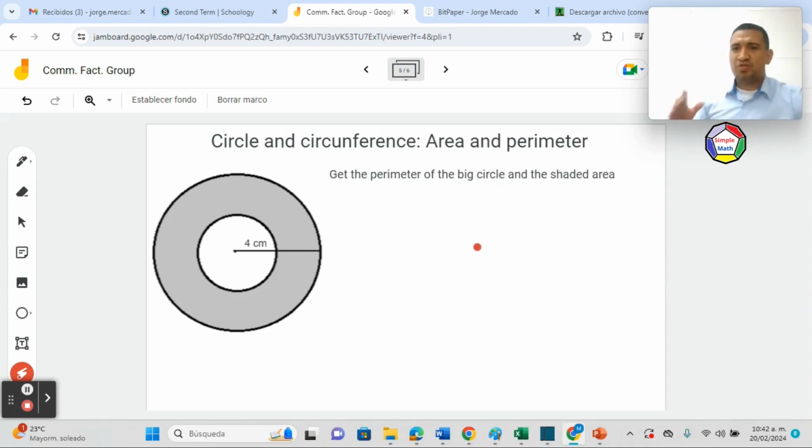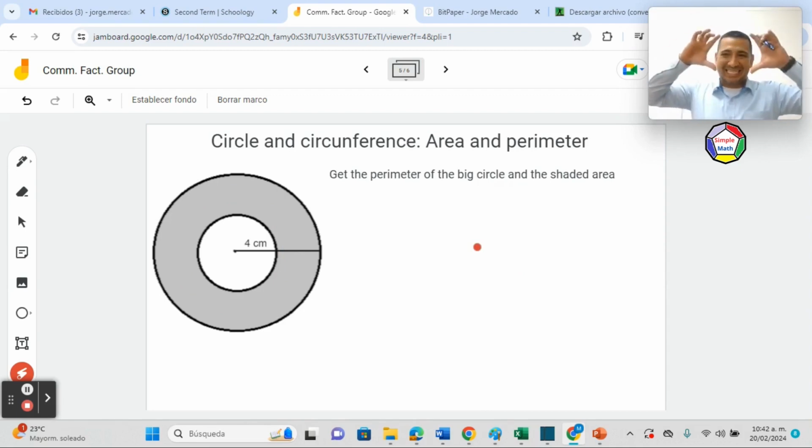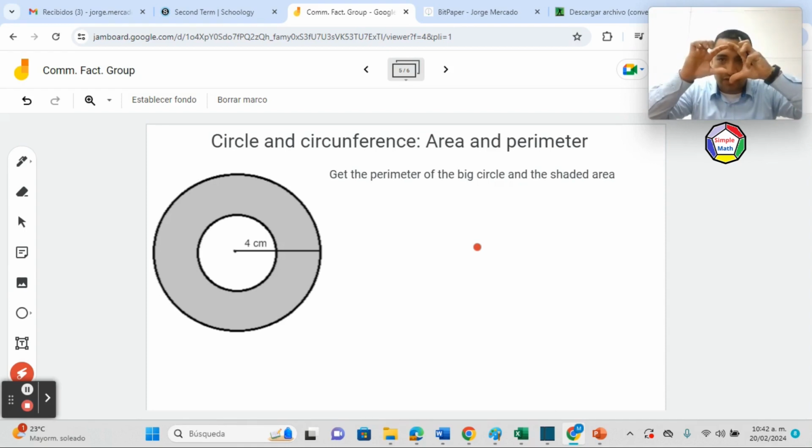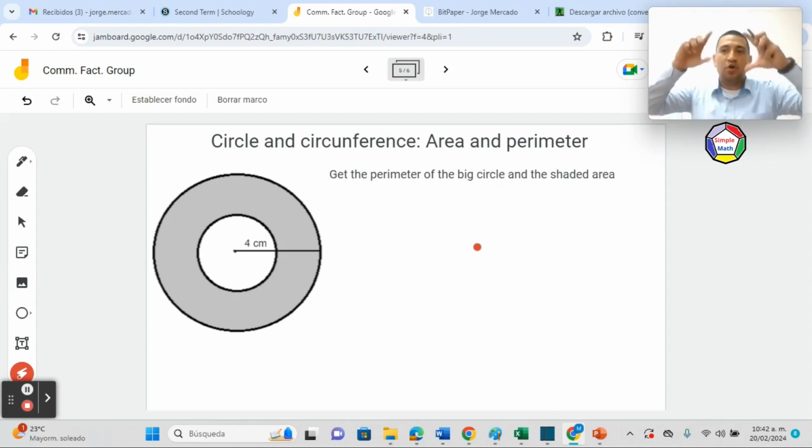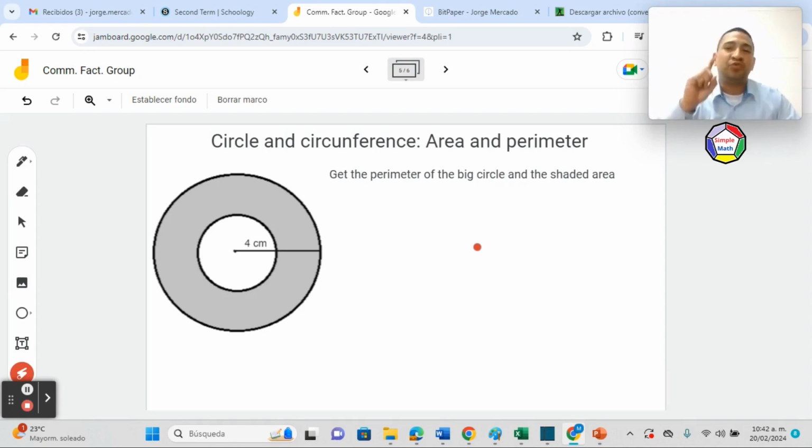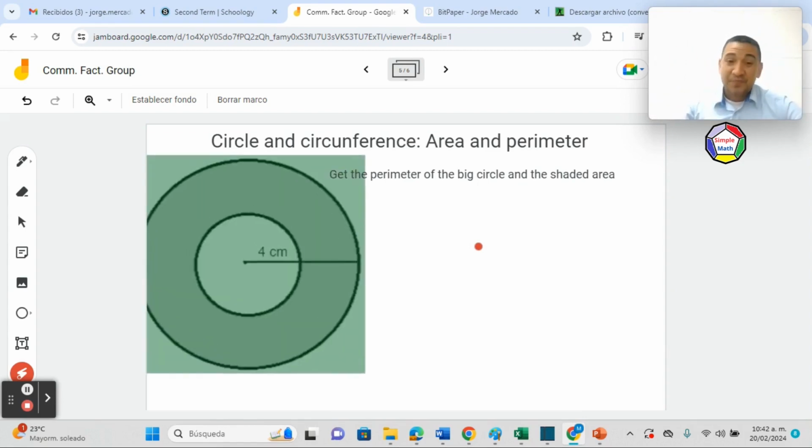In math, to calculate the shaded area, we get the area of the big shape and we subtract the area of the small. I will repeat. We calculate the area of the big and then we subtract the area of the small. So it means we have to calculate two areas. So let's calculate the area of the big rectangle. Sorry, not rectangle, circle.